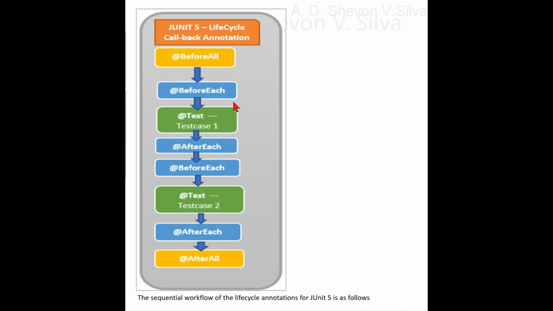Method 2, the method annotated with @BeforeEach, executes before test case 1 begins. Method 3, the method test case 1 annotated with @Test, is the test case in the class. Method 4, the method annotated with @AfterEach, runs after test case 1 completes execution.